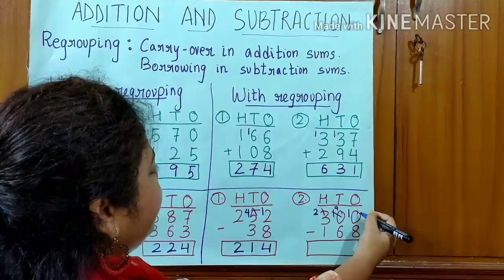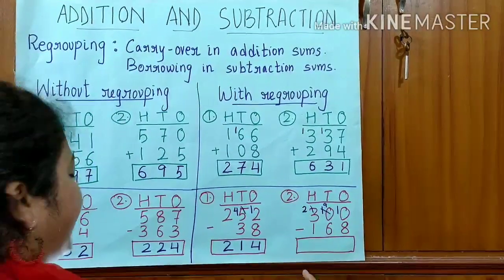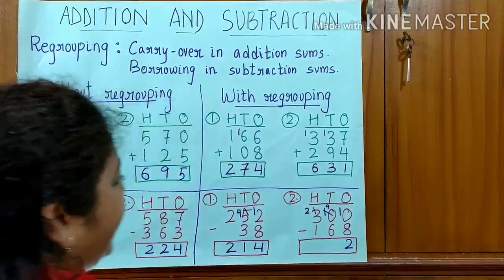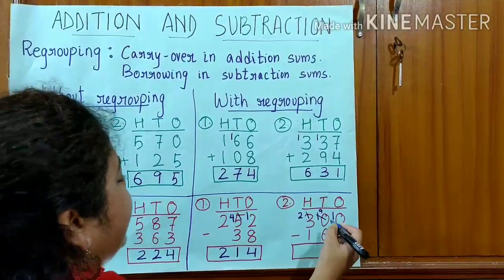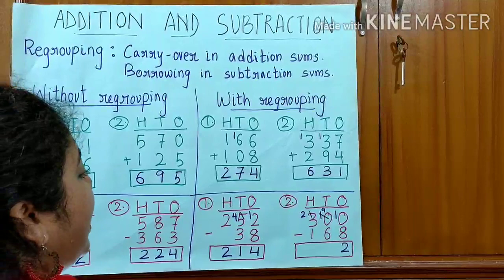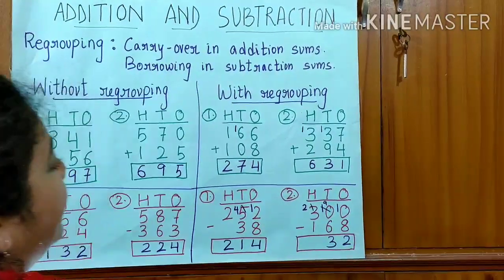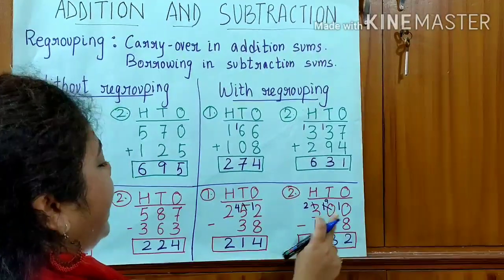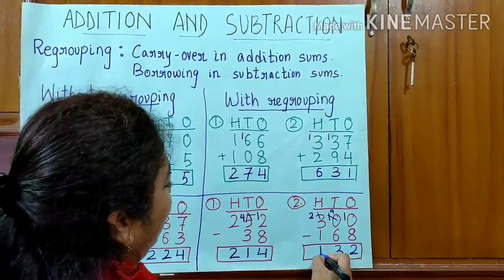So now let's subtract 10 ones minus 8 ones. That is equal to how much? That will be equal to 2 ones, right? Now we'll move on to the tens place. Now subtracting the tens, we get 9 tens minus 6 tens. That will be equal to how much? That will give us the number 3, right? Yes. Now in the hundreds place, we have 2 hundreds minus 1 hundred. So that will give us what? It will give us the number 1.